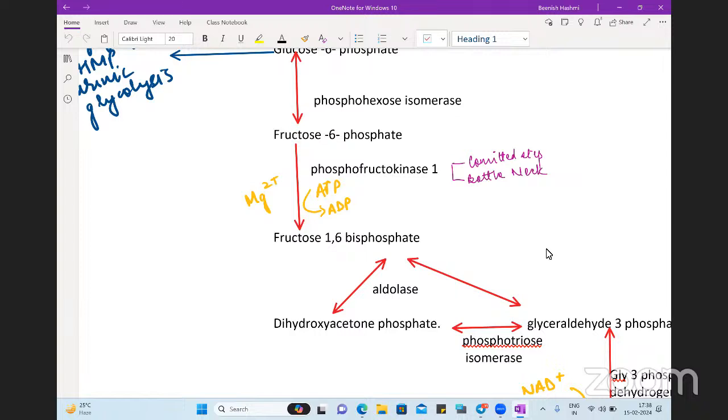This forms the bottleneck of the reaction, and this is the committed step because the fructose 1,6-bisphosphate that is formed does not have any other fate but to enter glycolysis. And here again, the cofactor is magnesium, and one ATP molecule has been used because in this step, fructose 6-phosphate changes into fructose 1,6-bisphosphate. So one phosphate group has been added to position 1 of fructose.